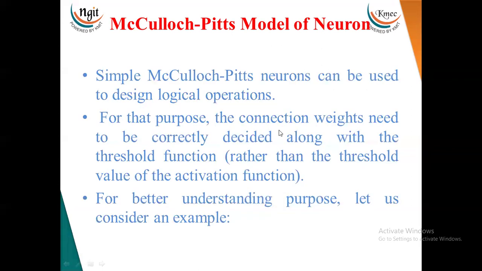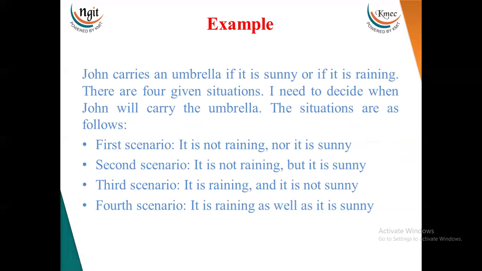These neurons can be used only for logical operations, like AND, OR, NOT, implication. All these things can be designed with the help of this model. Let's check one example: John carries an umbrella according to these scenarios. First, it is not raining nor is it sunny. Second, it is not raining but it is sunny. Third, it is raining and it is not sunny. Fourth, it is raining as well as sunny. In which scenario do I have to carry the umbrella?